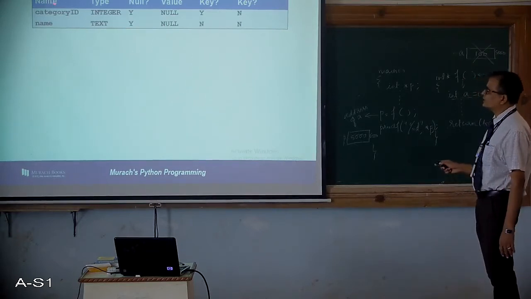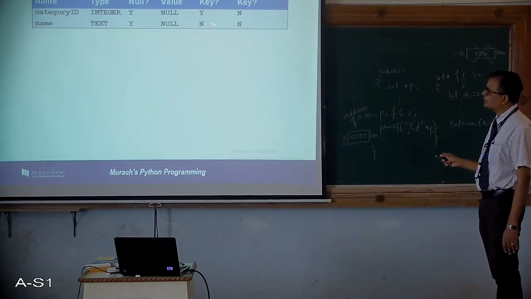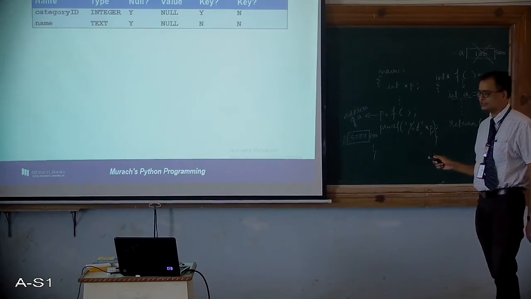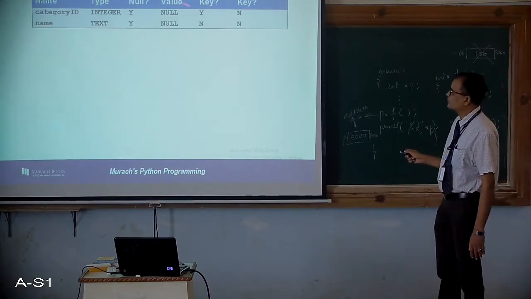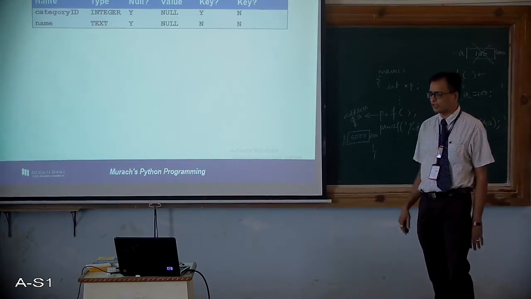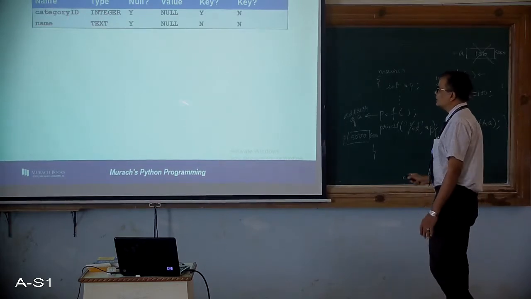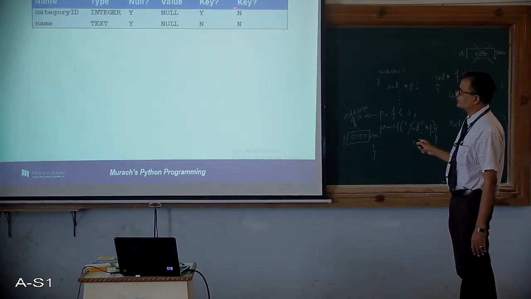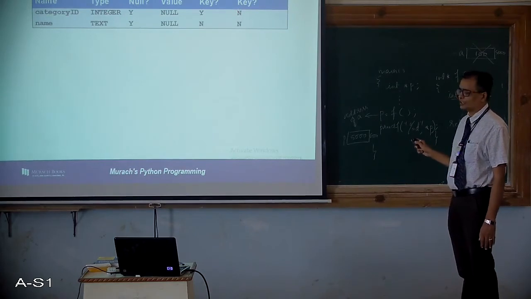Then you can see the category ID is considered as a primary key. Name is not considered as a primary key because category ID identifies each and every row in that particular table. Then none of these two fields are foreign keys for any other table.